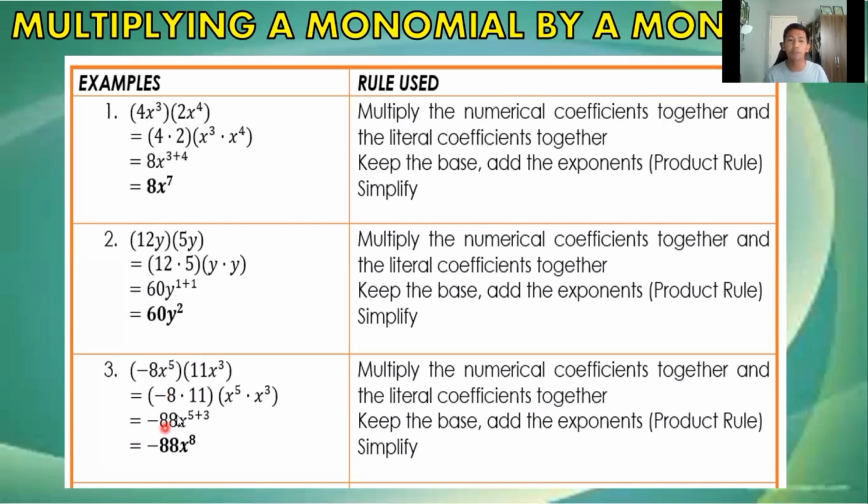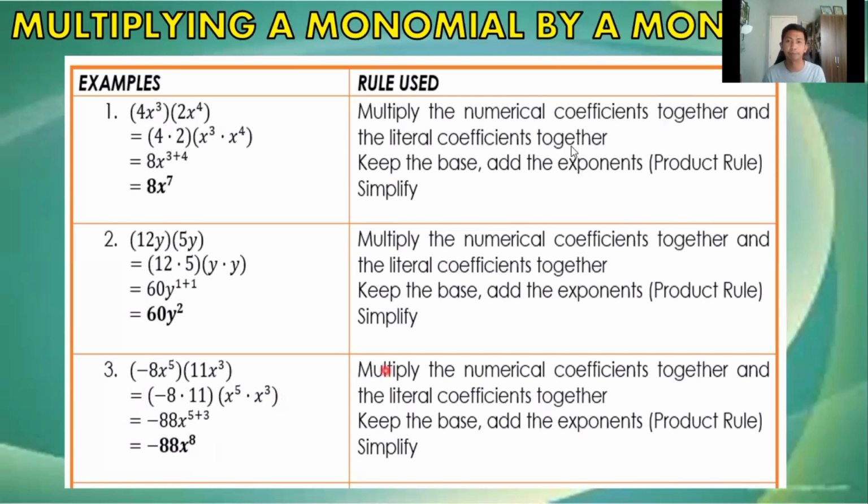And then what will you do with the variables or the literal coefficients? You have to multiply them, applying now the product rule. Keep the same base or the common base, and then you have to add the exponents, so that it will give you now a product of negative 88x raised to 8. Where did we get negative 88? Negative 8 times positive 11. And that will give you now negative 88x raised to 8.